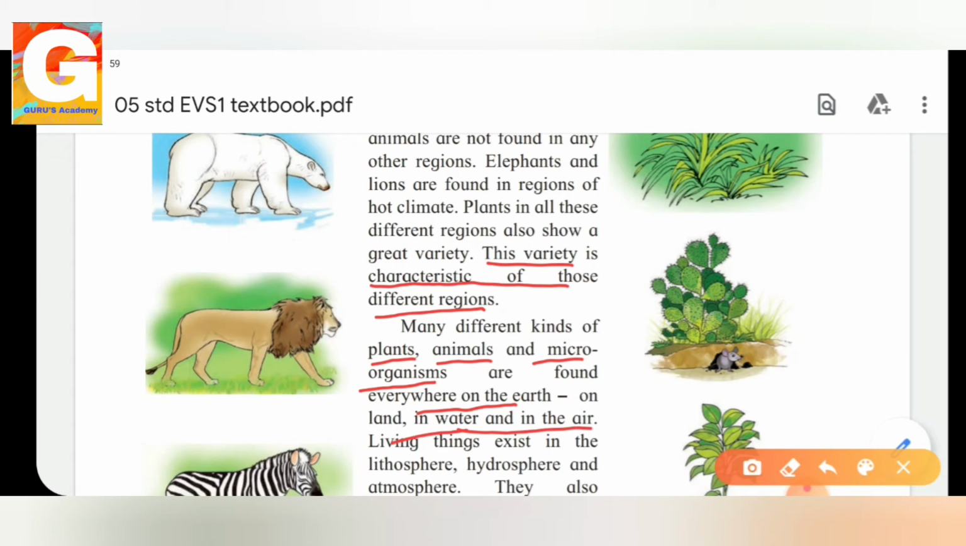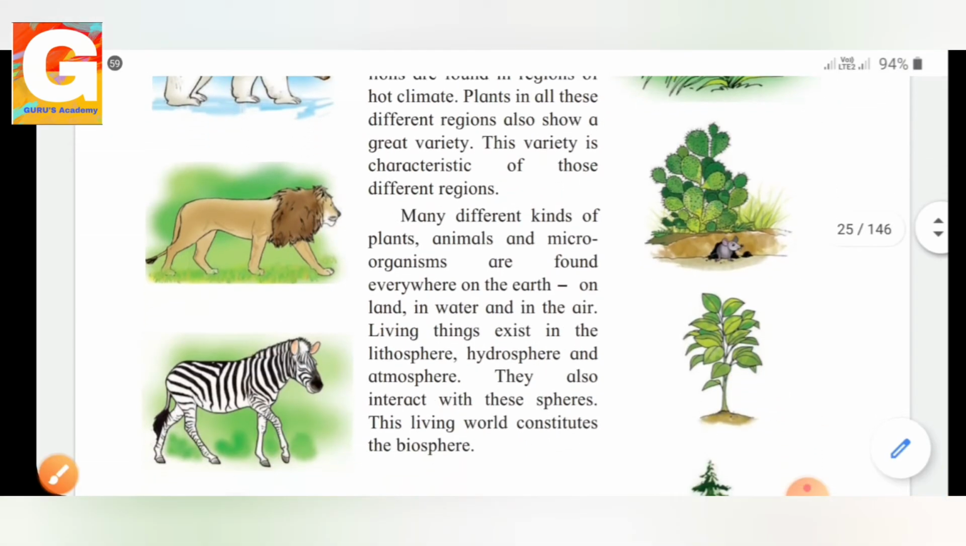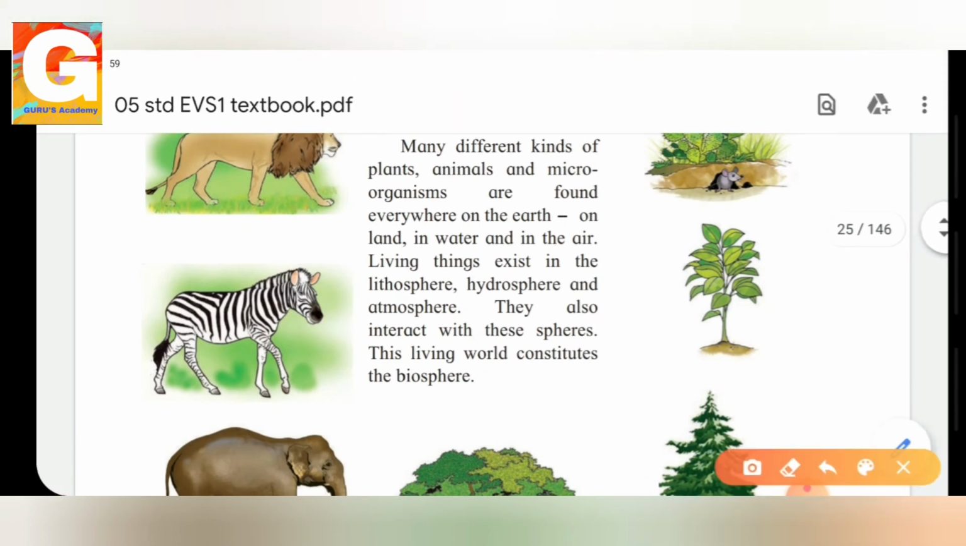Yes, we have seen that not only human beings stay on the earth, but there are animals staying on land, in water and in air. And we know what is the land? Land is the lithosphere, water is the hydrosphere and air is the atmosphere. The living things exist in the lithosphere, hydrosphere and atmosphere. They also interact with these spheres.